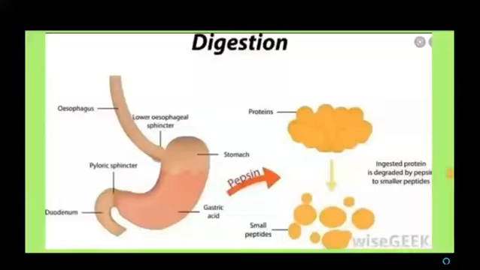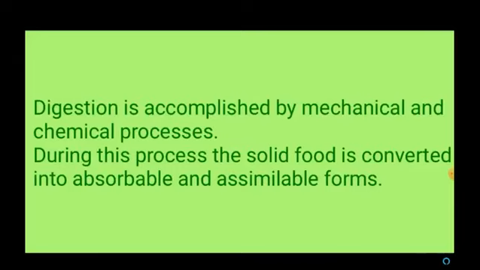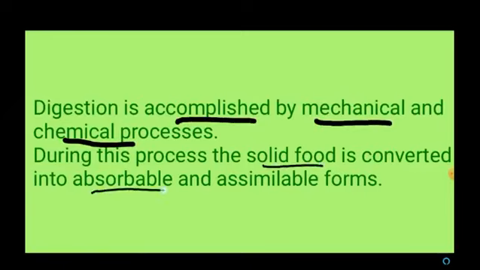Dear students, in this video we are going to learn about digestive processes, absorption, assimilation and digestion. First we are going to see about the process of digestion. The process of digestion is accomplished by mechanical and chemical processes. So during digestion, the solid food is converted into absorbable and assimilable forms.